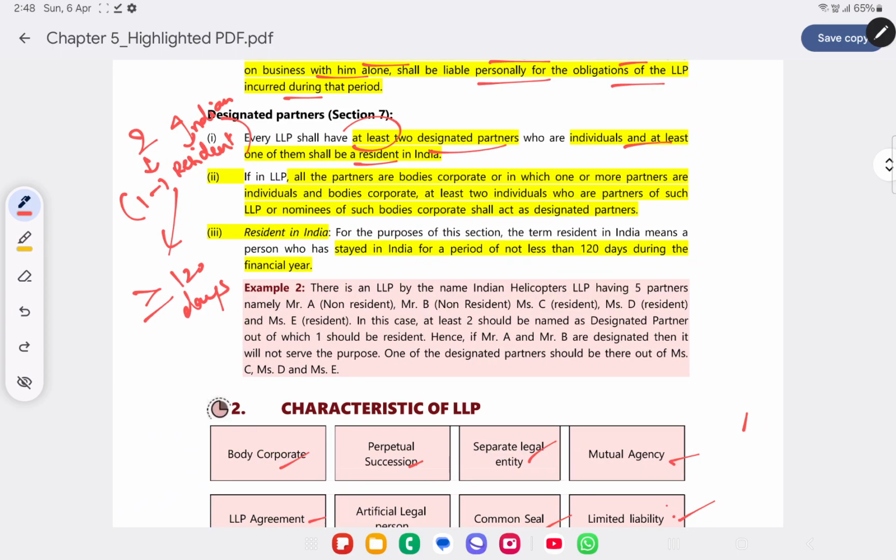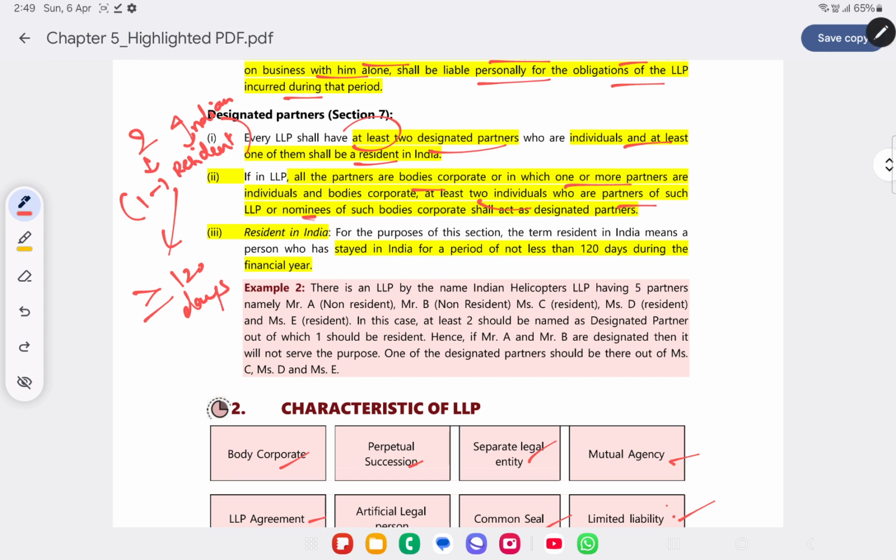And here we have an example. So there has to be at least 2 designated partners, one of them will have to be resident of India. And suppose, in LLP, who can be partner? An individual can be partner, body corporate can also be partner. What if all the partners are body corporate? Now in that case, nominees of the body corporate can act as designated partners.